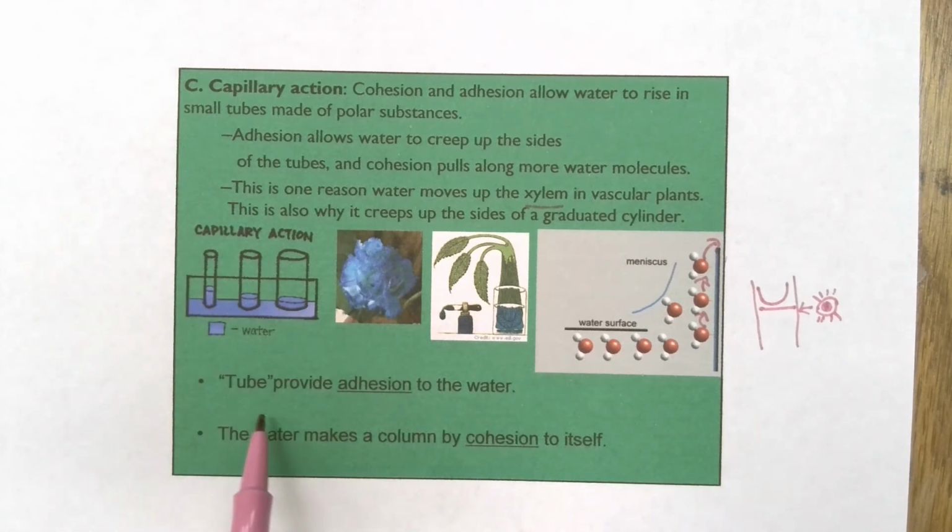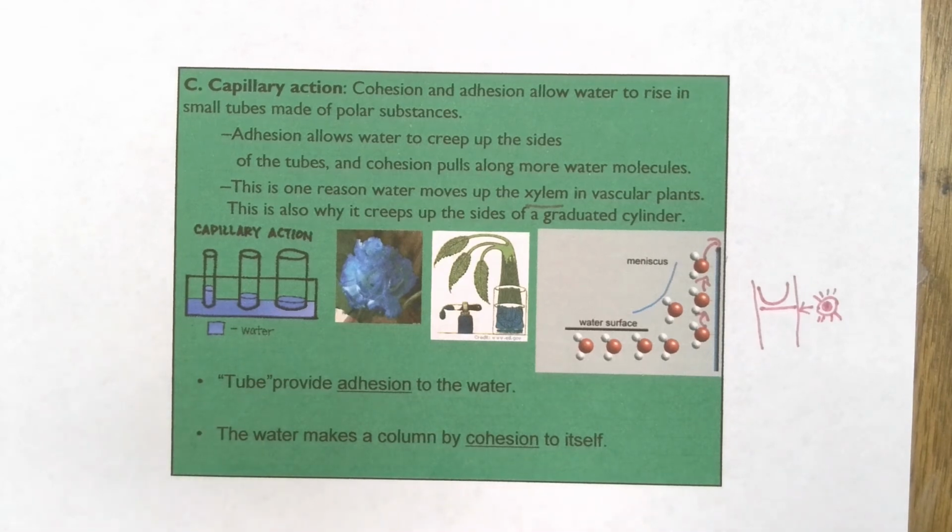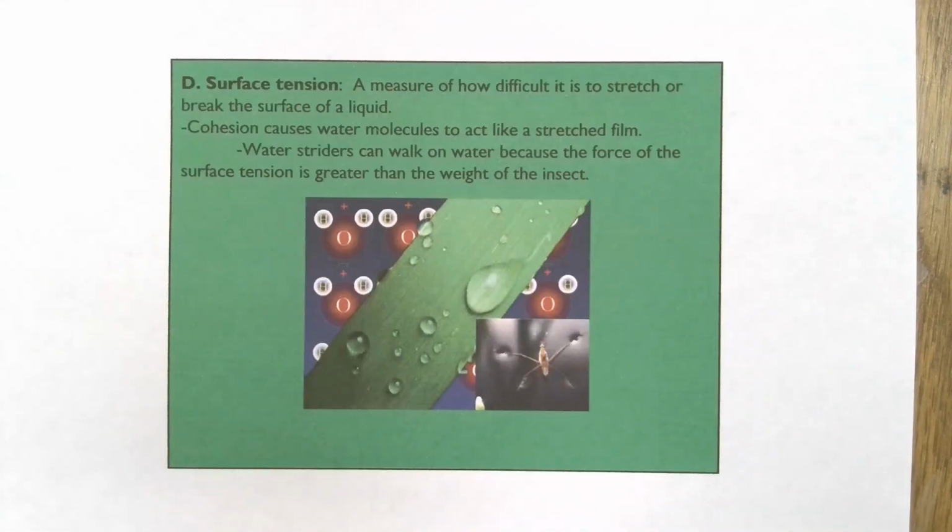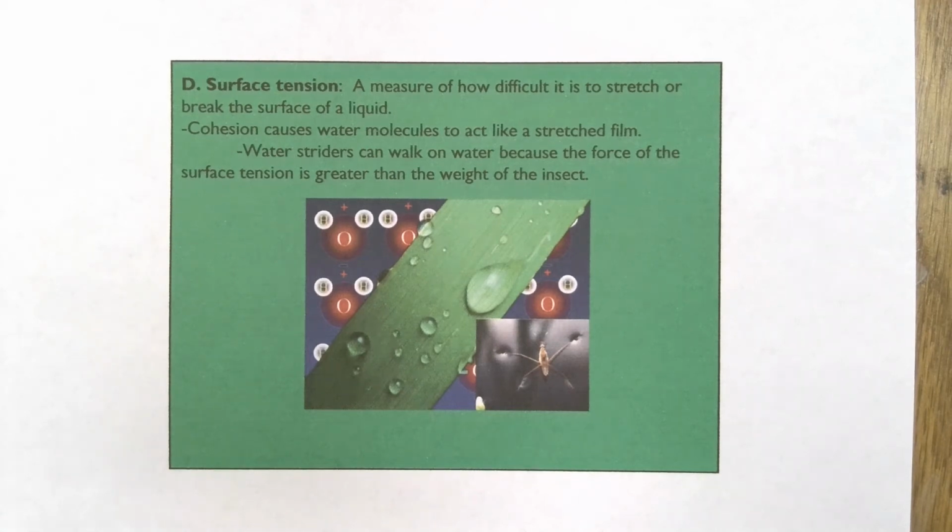So it says 2 provides adhesion to the water column, or water makes a column by cohesion to itself. So again, an interaction between the two. All right, and so then the last of the 4 properties under water clings to itself and other molecules is what's known as surface tension. So surface tension is basically a measure of how difficult it is to stretch or break the surface of a liquid. So water is stretchy is kind of what it boils down to.